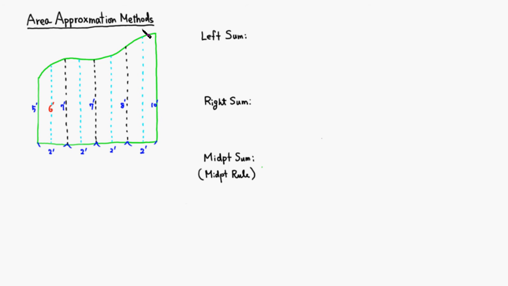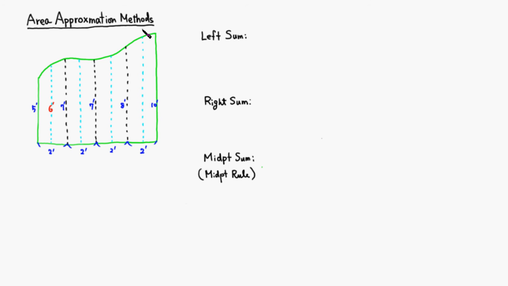So there are three methods I'm going to introduce. One is a left sum, the second is a right sum, and the third is a midpoint sum. Since we don't have an area formula for this shaped region, but we can find the area of a rectangle pretty easily, base times height, what we're going to do is chop this area into equal width pieces, then pretend that they are rectangles.